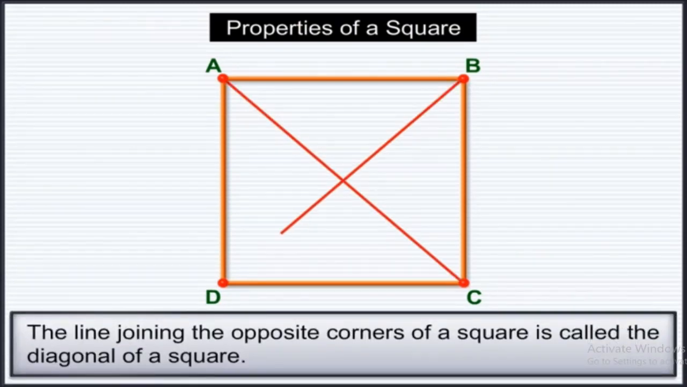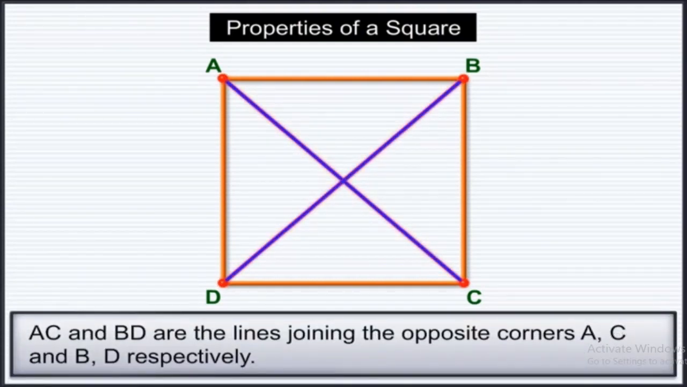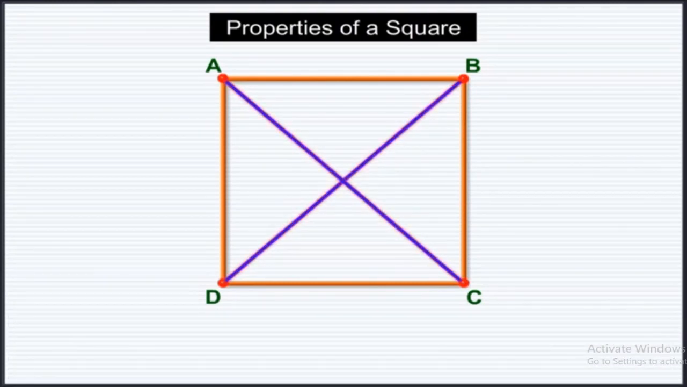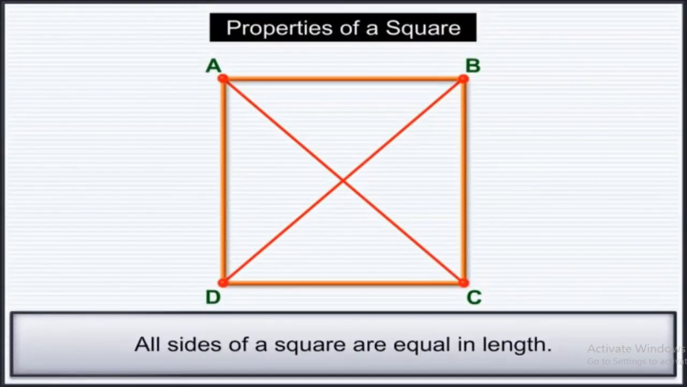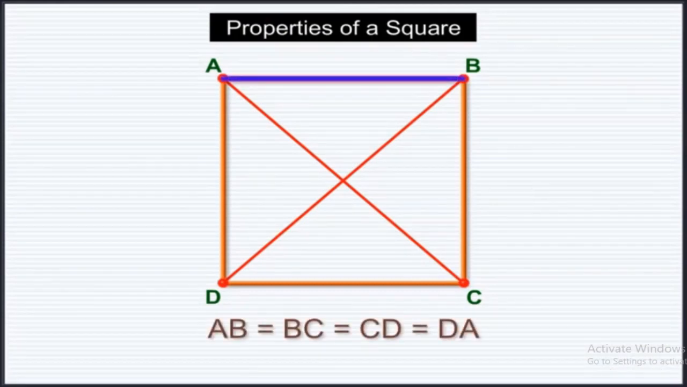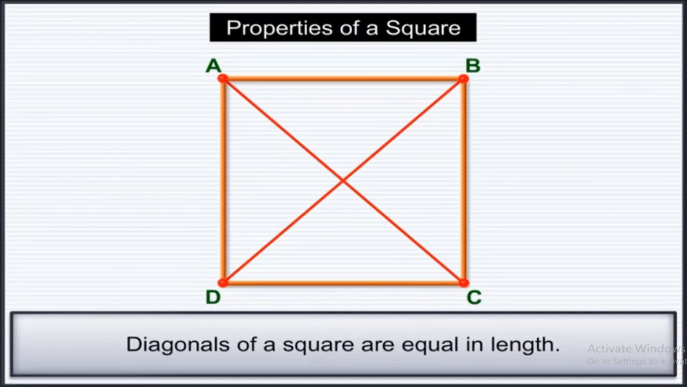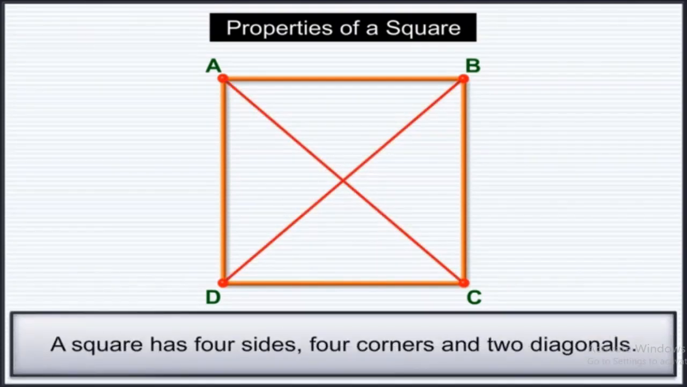The line joining the opposite corners of a square is called the diagonal of a square. AC and BD are the lines joining the opposite corners A, C and B, D respectively. So AC and BD are the diagonals of the square ABCD. You can notice that all sides of a square are equal in length, that is, AB, BC, CD, and DA are equal in length. Also, the diagonals of a square are equal in length, that is, AC and BD are equal. So, a square has 4 sides, 4 corners, and 2 diagonals.